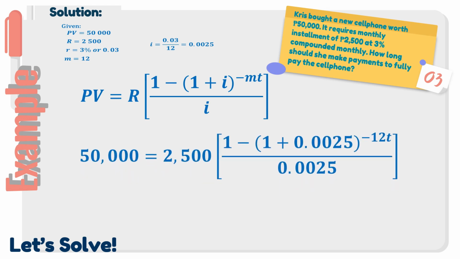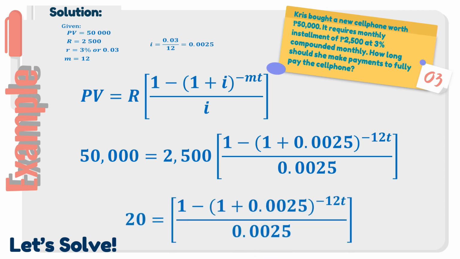Substituting the given to this equation, we will be having this equation. Next step is to multiply both sides by 1 over 2,500, so that only this is left on the right-hand side. And that will be this equation. The 2,500 cancels out on the right-hand side. The left-hand side will become 20.